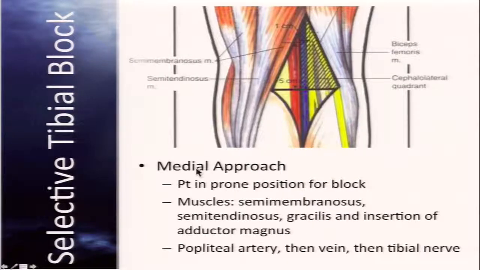There is a medial approach and a lateral approach to this. With the medial approach, it's most often done with the patient in the prone position for the block. The muscles, as I said, are the semimembranosus, semitendinosus, the gracilis, and the insertion of the adductor magnus.